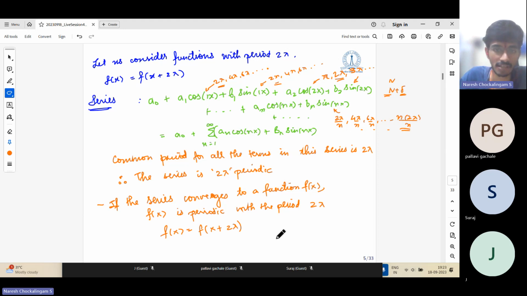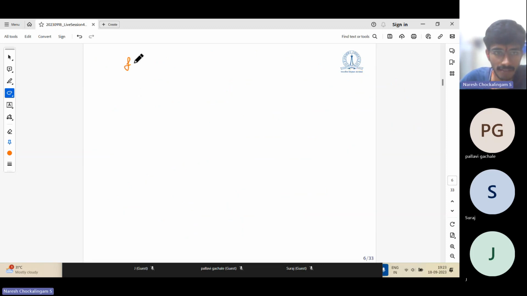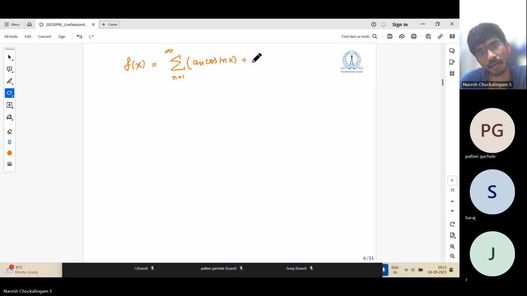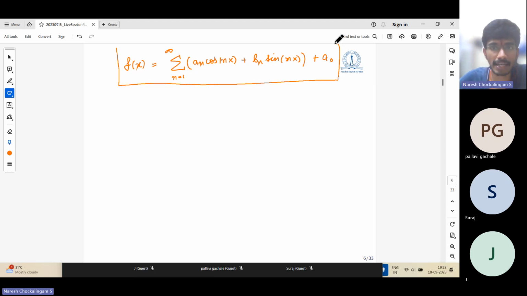If we have a 2 pi periodic function, and if such a series converges, if the coefficients are such that the series converges, then we can take such a function f of x and express it as a summation of sines and cosines, and also this constant term a naught. So this is the heart of Fourier series. How do we determine the coefficients a naught, a1, a2 for a given function? These are known as Fourier coefficients.